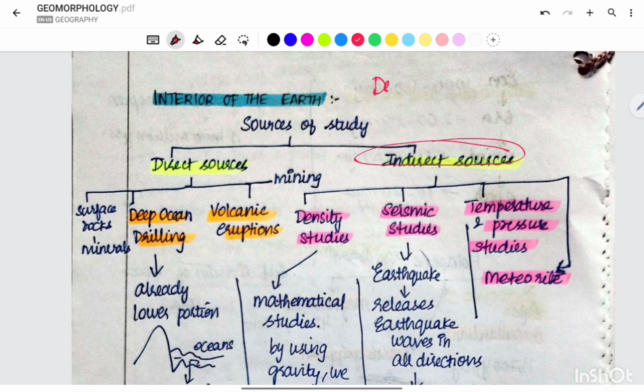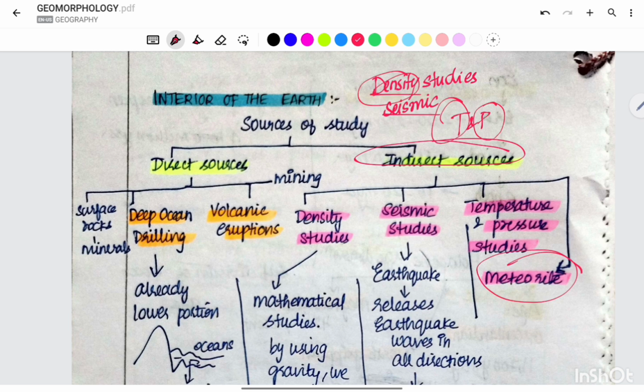Indirect sources are density studies, seismic studies, earthquake studies, and temperature and pressure studies. Even meteorites are an indirect source. So density, temperature, pressure, then the seismic studies, and after that the meteorites.